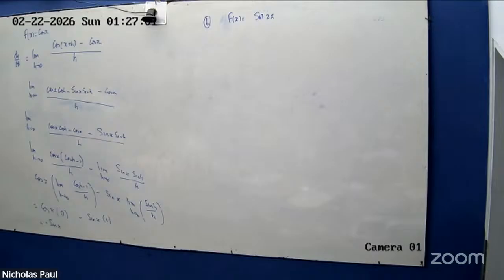Times 2x, right? You should have 6. No, same limit. Same first principle.